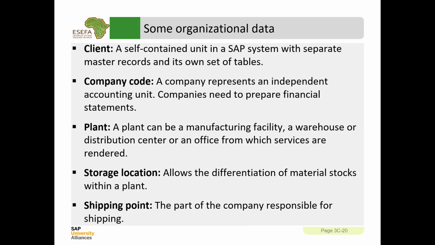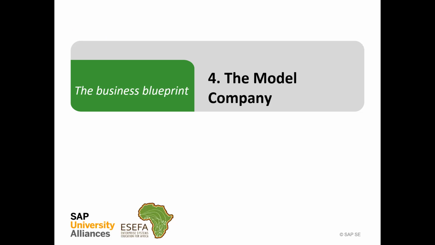So you can have more than one plant under a company code. So a plant is just a manufacturing facility, a warehouse, or a distribution center. For someone that is operating a logistics business, it has a distribution center. So that's like a plant. So under a plant, there's a storage location. Also, there's a shipping point responsible for shipping.